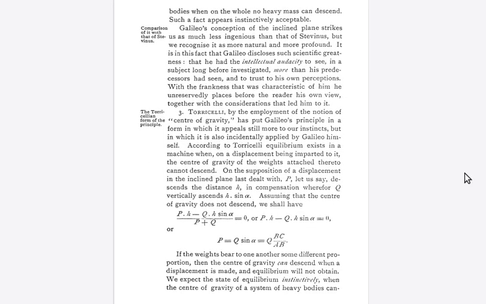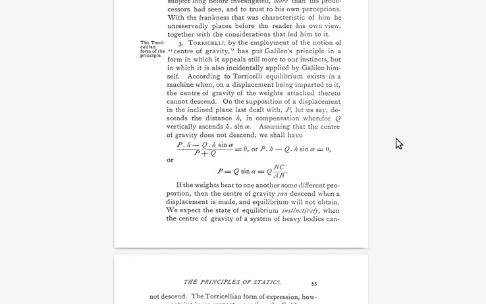Section 3. Torricelli, by the employment of the notion of the center of gravity, has put Galileo's principle in a form in which it appeals still more to our instincts, but in which it is also incidentally applied by Galileo himself. According to Torricelli, equilibrium exists in a machine when, on a displacement being imparted to it, the center of gravity of the weights attached thereto cannot descend.